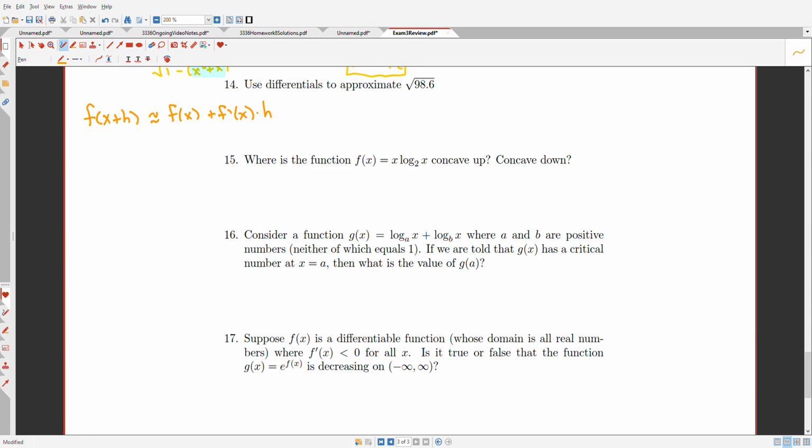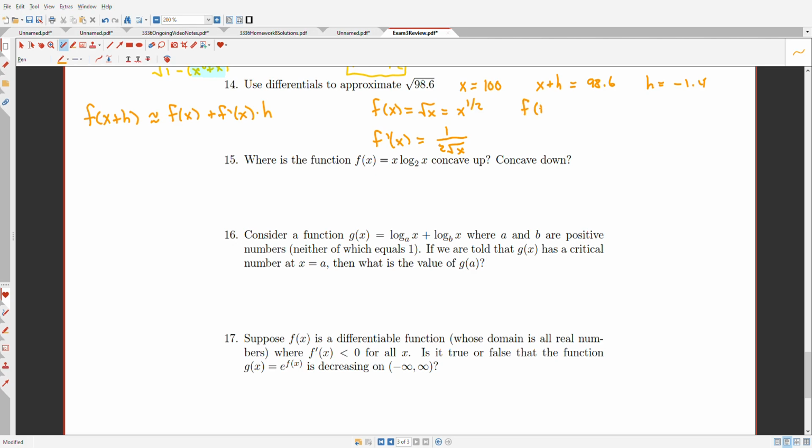So what's a number close to 98.6 that I can take the square root of? And of course I'm thinking of 100. And so then I need x plus h to equal this weird number. So what I need is h, if I work that out, is negative 1.4. And if you really think about what's going on, f of x is our square root function. So we're naming all the parts so that we can estimate this weird square root. Then f prime of x, I just take a derivative of my square root function, I get this expression.